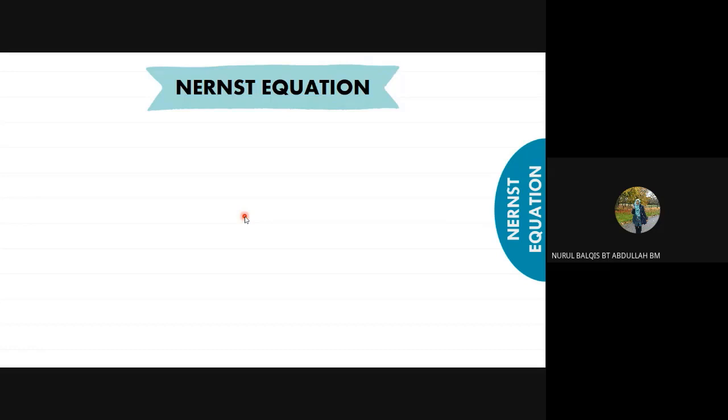Dia kata untuk cari, tak kisahlah dia nak cari concentration ke, nak cari apa, E-cell ke, at non-standard condition, kita nak guna Nernst equation. Saya nak tahu non-standard, selain 1 atm, selain 1 molar, selain 298 Kelvin. Dia bukanlah semua kena selain. Salah satu tu berbeza, terus non-standard condition. Okay.